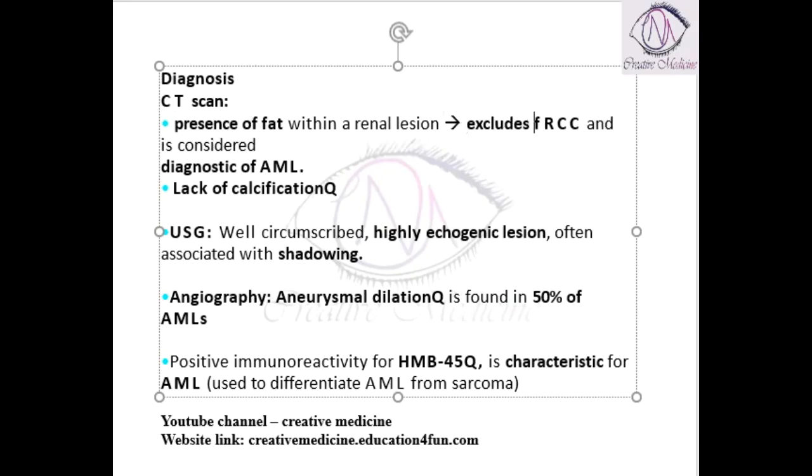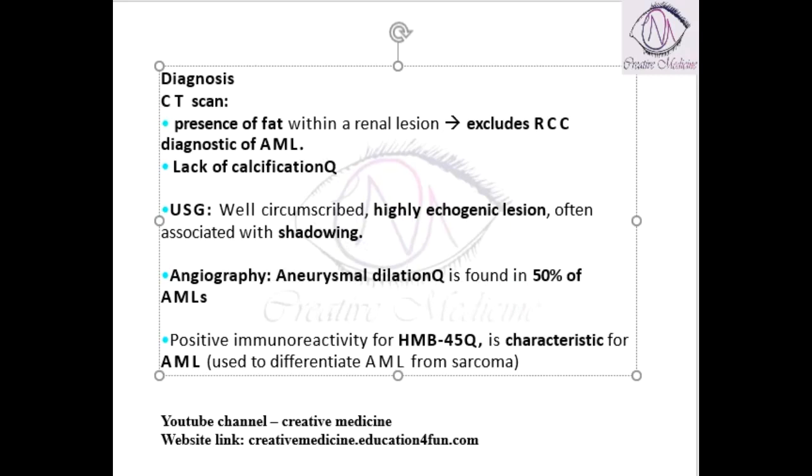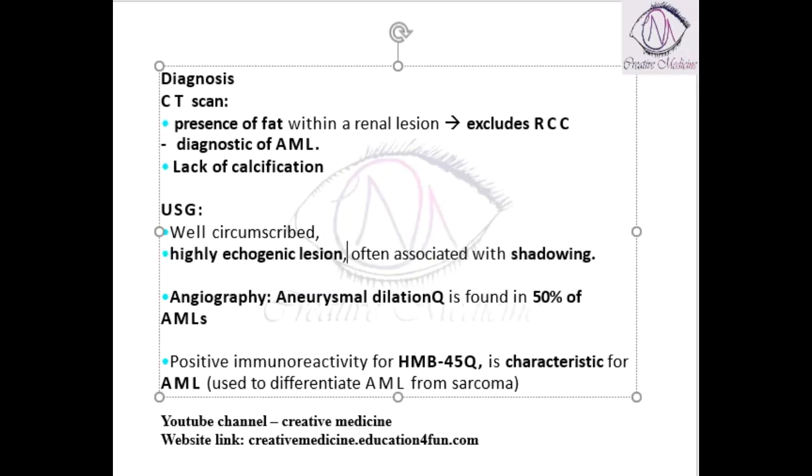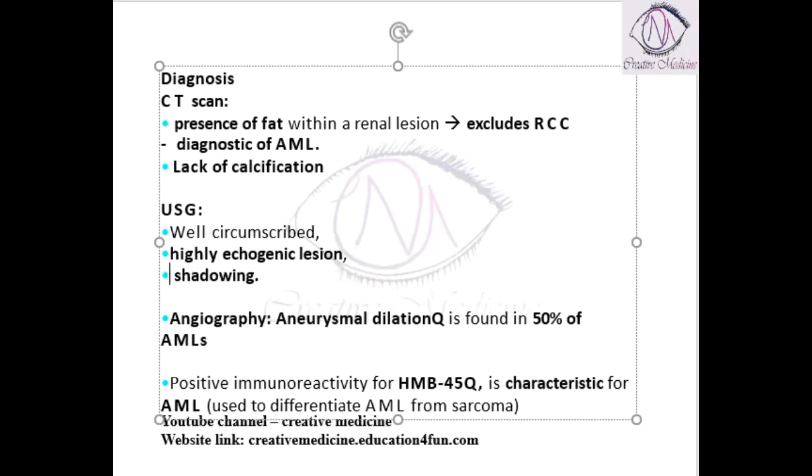So whenever fat is present in the kidney, then it is not renal cell carcinoma. So this will tell us that it can be angiomyolipoma. Lack of calcification is also important in angiomyolipoma. Then on ultrasonography, we will see presence of well circumscribed, highly echogenic lesion, which is associated with shadowing.